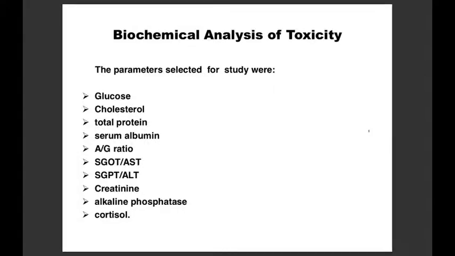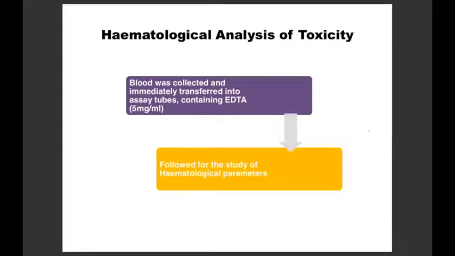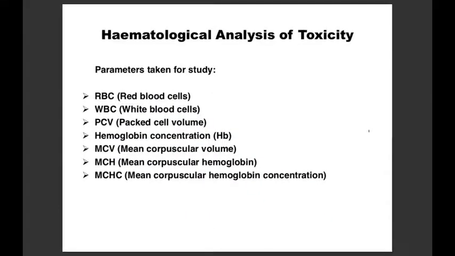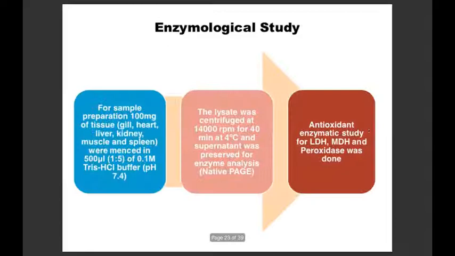Next, for the hematological aspect, we collected the blood and immediately transferred it into tubes containing EDTA, and followed the user's manual for the hematological parameters. In the hematological parameters, RBC, WBC, packed cell volume, hemoglobin concentration, MCV, MCH, and MCHC, that is the mean corpuscular hemoglobin concentration, have been studied.